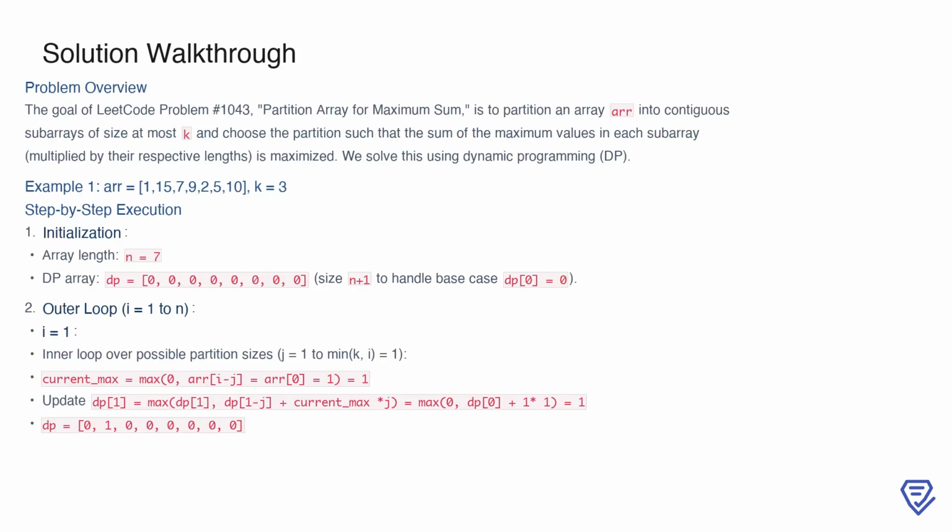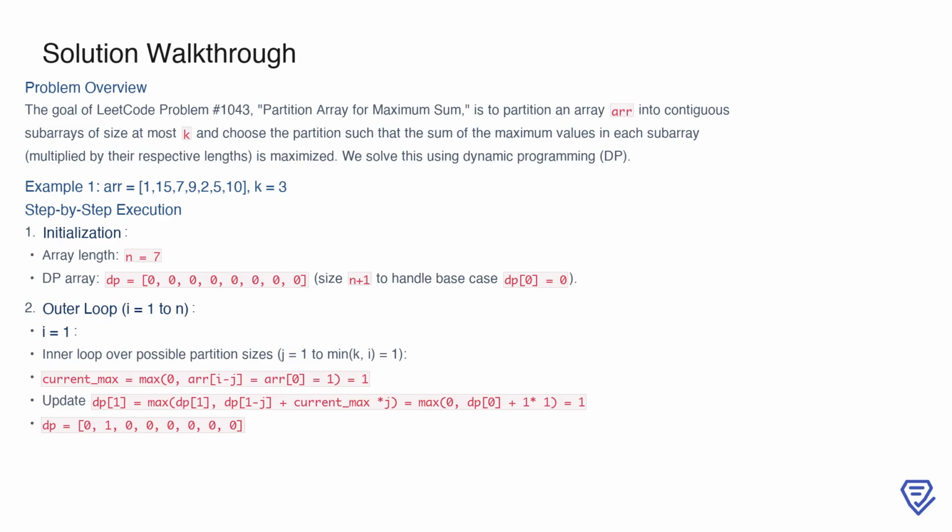In this problem, the goal is to partition the array ARR into contiguous subarrays, with each subarray having a size of at most k. The objective is to maximize the sum of the maximum values in each subarray, where each maximum value is multiplied by the length of its respective subarray. We approach this problem using dynamic programming.